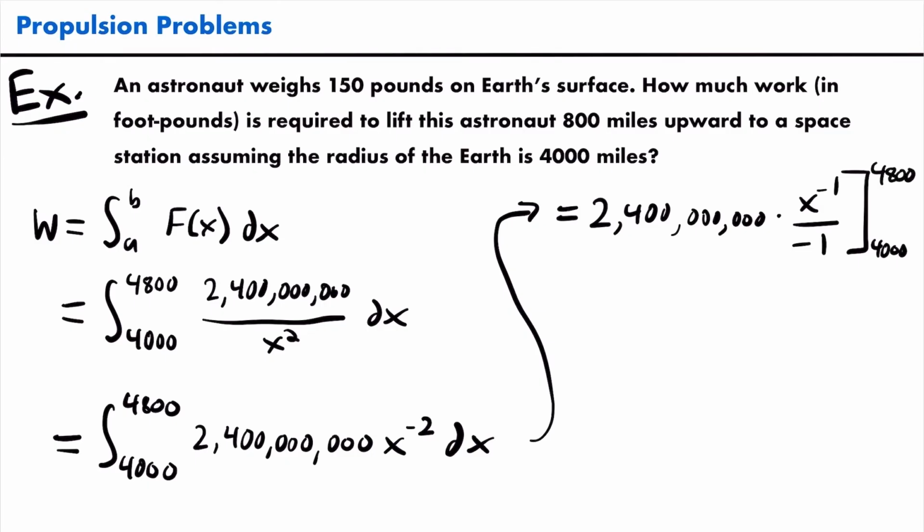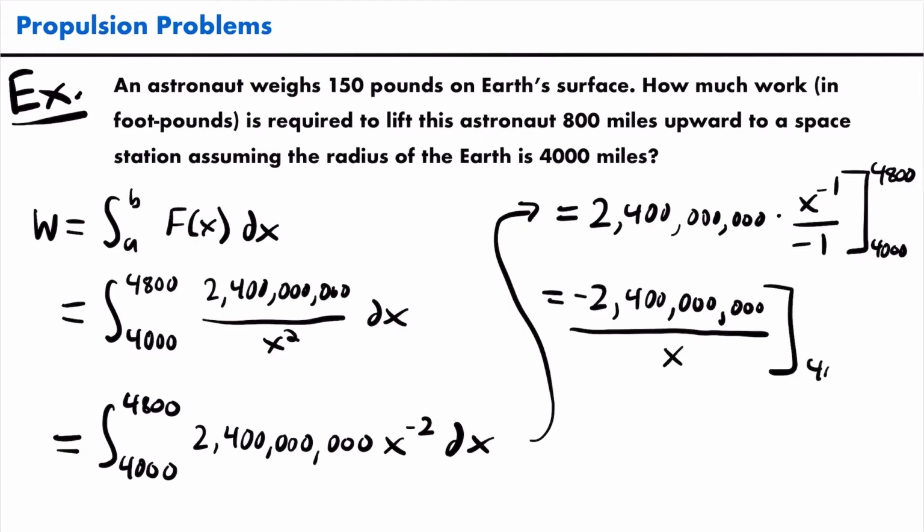All right, so we just added 1 to our exponent, so negative 2 plus 1 is negative 1, and then divided by that new exponent of negative 1. Now 2.4 billion divided by negative 1 will be negative 2.4 billion, and so this is equal to negative 2.4 billion, and that is still going to be multiplied by x to the negative first power. However, we can move that to the denominator and make that exponent positive, and so we'll just rewrite this to be negative 2.4 billion divided by x to the positive first power, and that will be evaluated from 4,000 to 4,800.